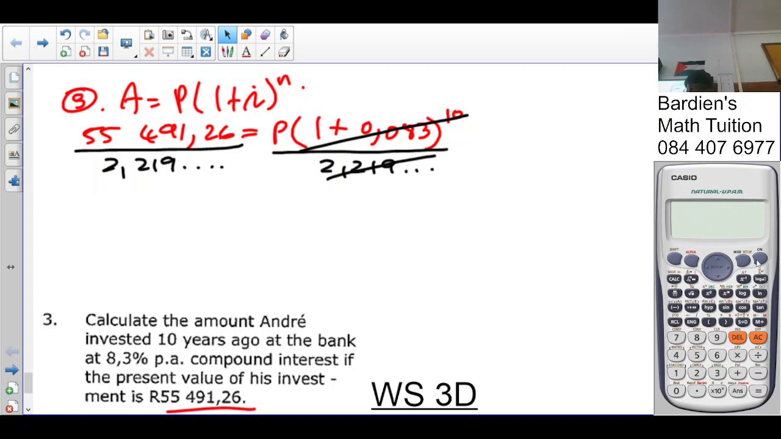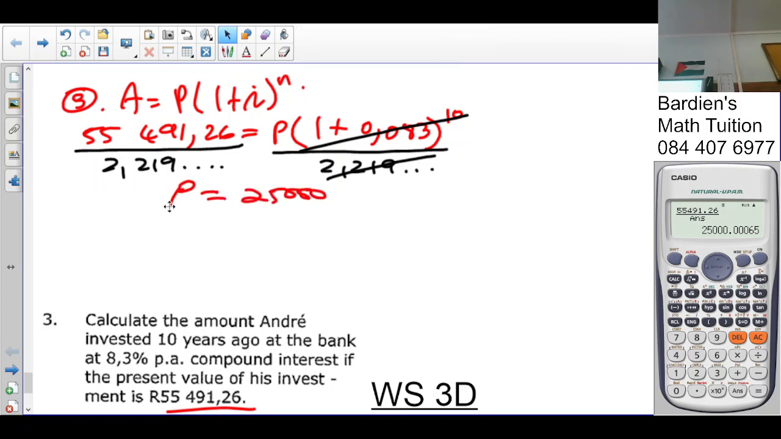What happens if I put this answer? I use the last answer, the last calculation made on the calculator. So if I now put 55,491 rand and 26 cents over answer, that gives a lot of money. So P is equal to 25,000 rand.